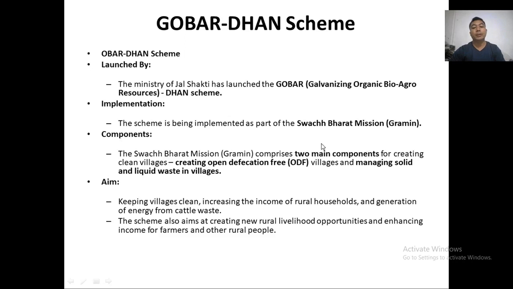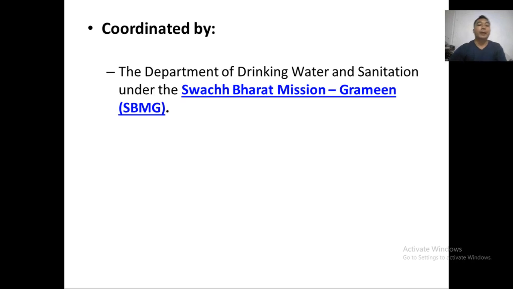As we know, Swachh Bharat Mission has two important components: creating a clean village through open defecation free status and solid and liquid waste management. So the aim of Gobardhan is, number one, keeping the village clean, increasing the income of rural households, and generating energy from cattle waste. The scheme also aimed at creating new rural livelihood opportunities and enhancing income for farmers and other rural people. So this is how these are some importance. Coordinated by the Department of Drinking Water and Sanitation under the Swachh Bharat Mission Gramin.